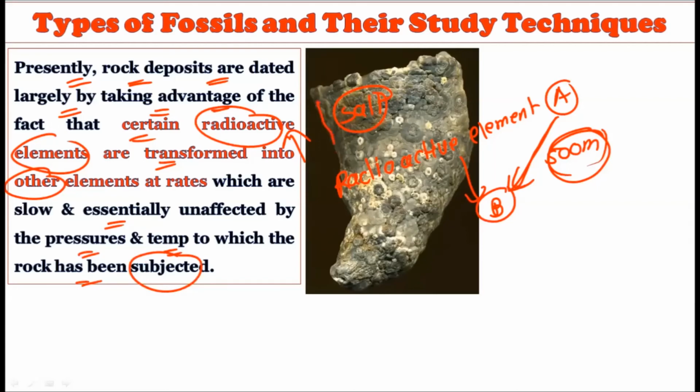Okay, so whatever the rock is there, on this rock, if you study the transformation rate of a particular element A into element B over a period of time, you can actually give the age of this rock. Okay, that is, what is the age of this particular rock. And once you know the age of the rock, and if you find the fossil on that rock, you can easily calculate the age of the fossil.